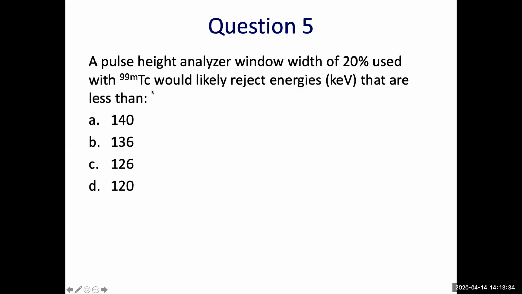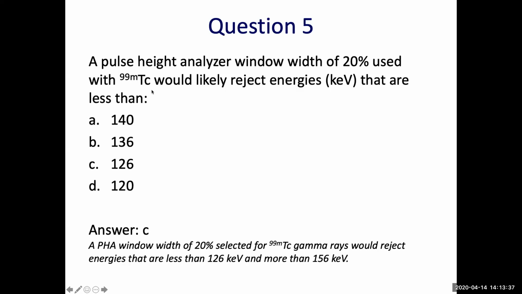Let's go to the correct answer now. The correct answer is C. Remember, we said 20% means 10% above 140 and 10% below 140. 10% of 140 is 14. 140 minus 14 is 126. So anything above 126 will be detected, and anything below 126 will be rejected. So C. Okay, understood?